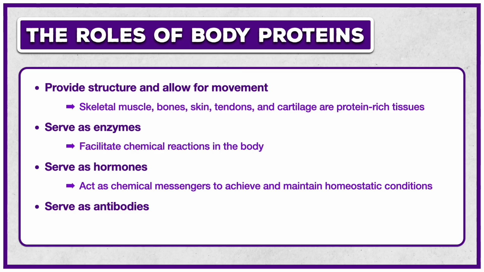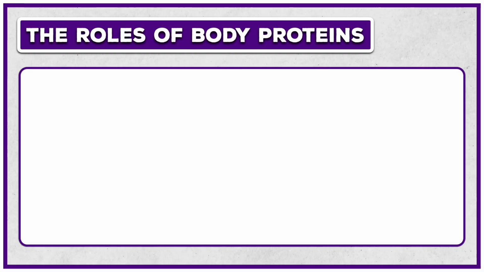We've seen hormones act as chemical messengers to achieve and maintain homeostatic conditions, with insulin and glucagon being the examples covered. Antibodies haven't been discussed yet in this course, but they're part of the immune system and therefore protect the body from infection and disease. That's not all that proteins do.